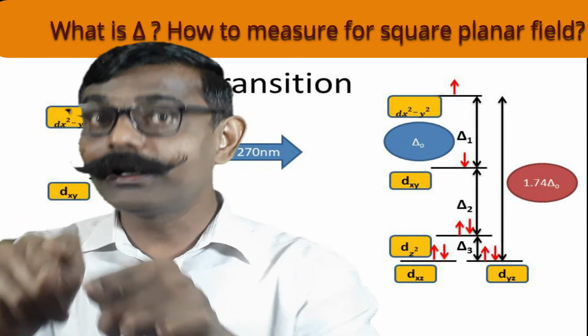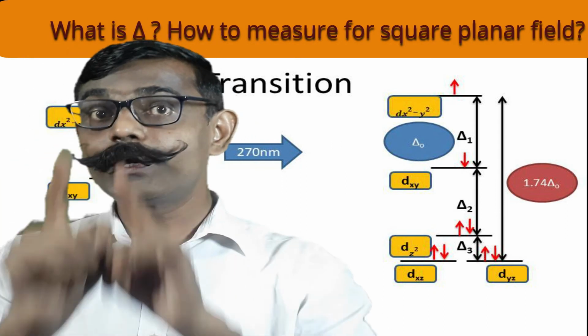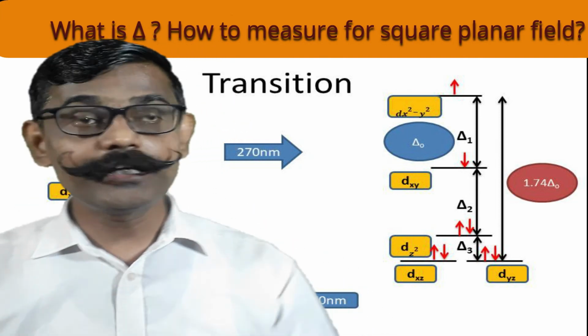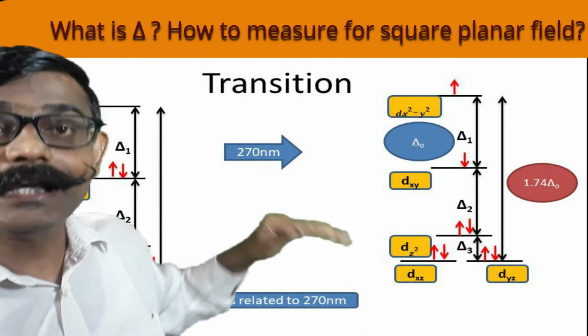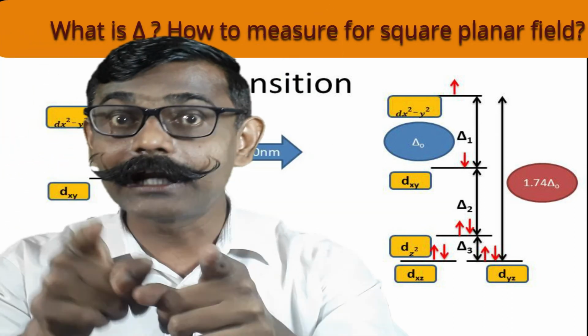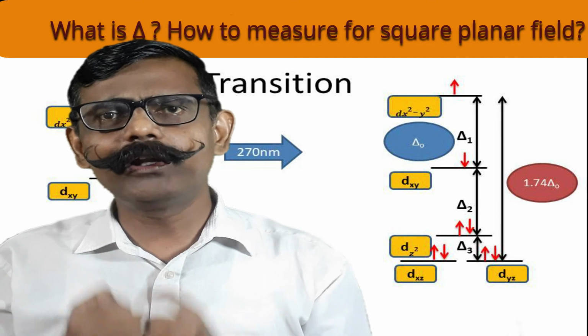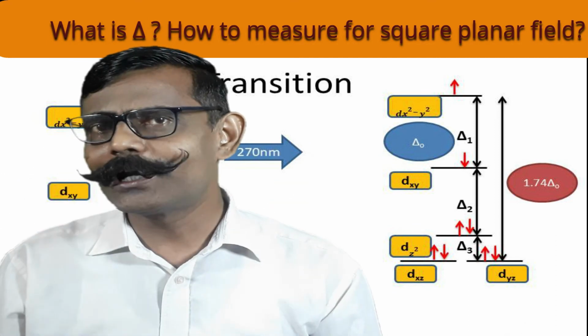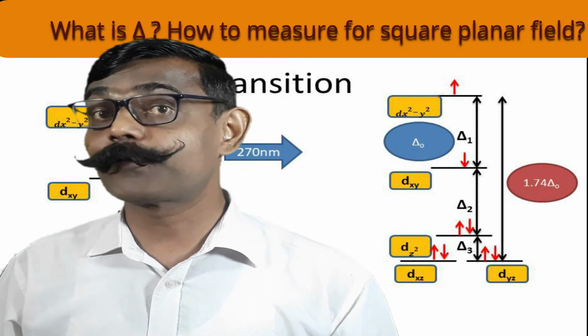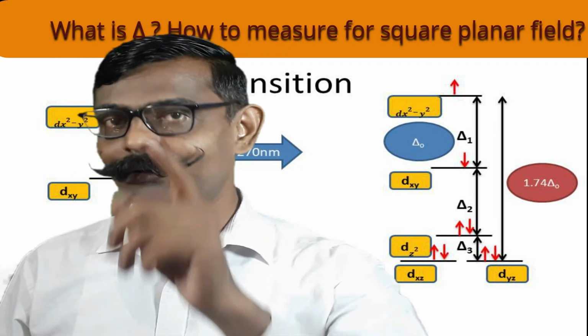From the wavelength of absorption, we can find the energy of the photon absorbed. We can find the energy needed to excite the electron from the dxy orbital to dx2-y2. We can get the delta value, and once we get the delta value, we can get 1.74 delta value. That is nothing but delta SP, the splitting parameter for a square planar complex. Let us start our calculation.